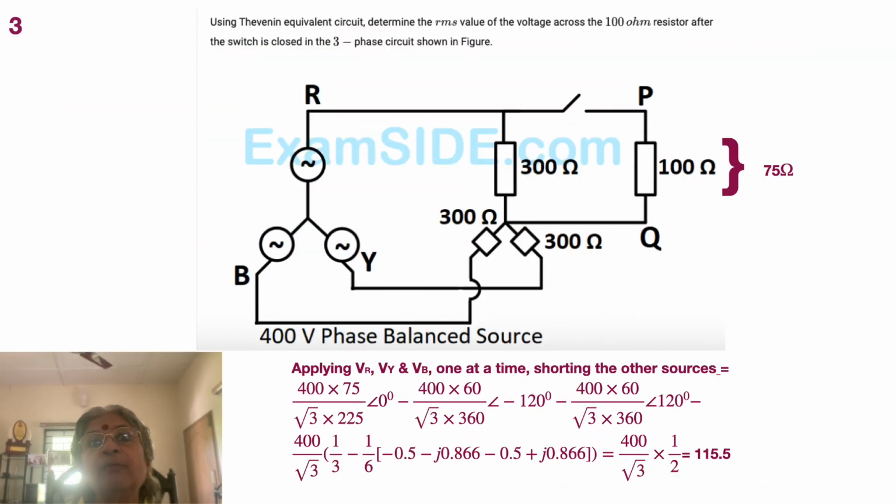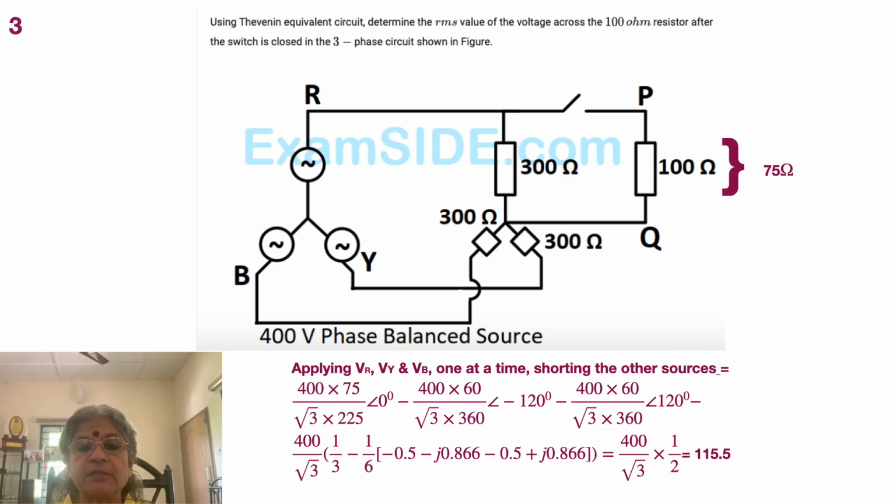That's only one component. The other voltages are shifted in phase: one is minus 120 degrees and the other is plus 120 degrees, and they are pumping power into a similar situation. Both values are going to be 400 by root 3. One is going to be minus 120, the Y phase, because we are following the RYB phase sequence, and the B phase is going to be plus 120 degrees.